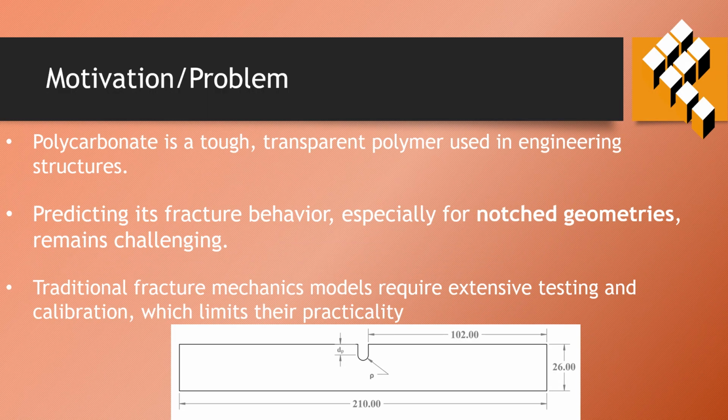Well, what was the motivation of this problem? Polycarbonate is widely used in high-impact applications, a tough transparent polymer used in many engineering structures as well. However, when there are geometric discontinuities such as notches, predicting fracture becomes very complex. Traditional methods require extensive experimental testing, which is often costly and time-consuming.